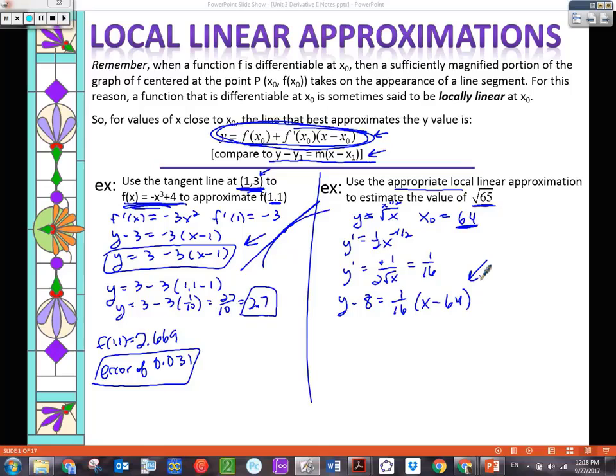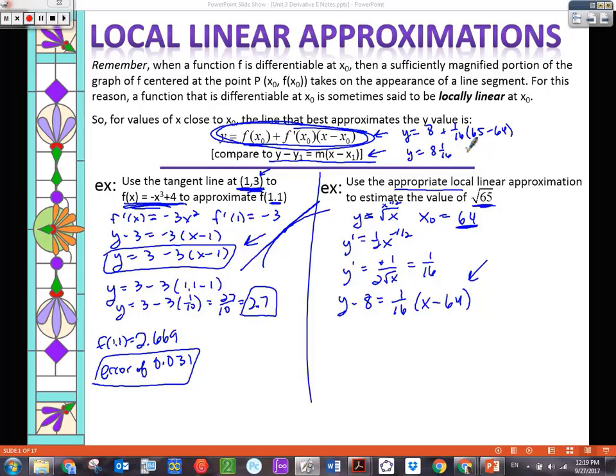Okay, so we really didn't do anything much different than the first problem, except we were responsible for coming up with the equation. All right, so now we actually are going to do the approximation. I'm going to write it up here so you can see it a little better. So we have y equals 8 plus 1/16 times 65 minus 64. Why am I using 65? Because that's what I'm approximating. So 65 minus 64 is 1. So basically y is 8 and 1/16.